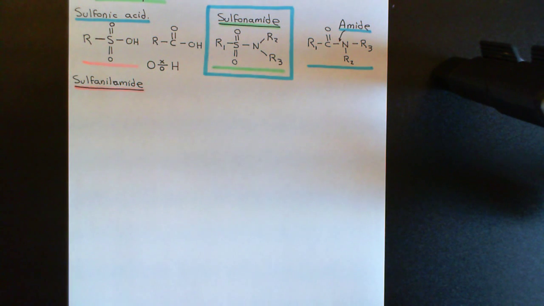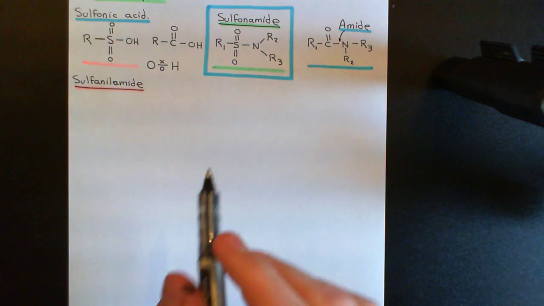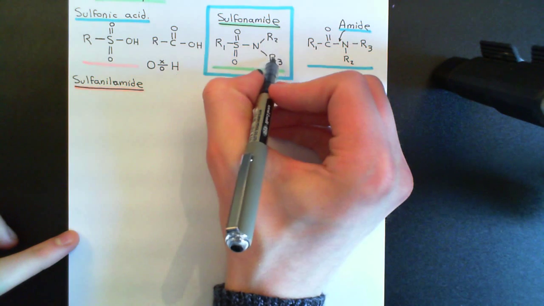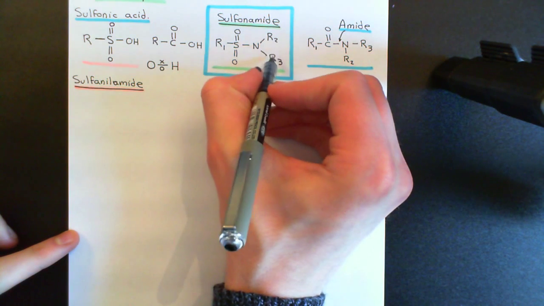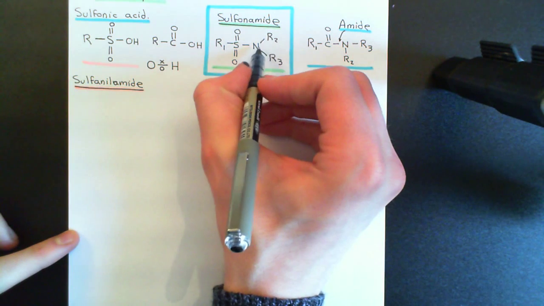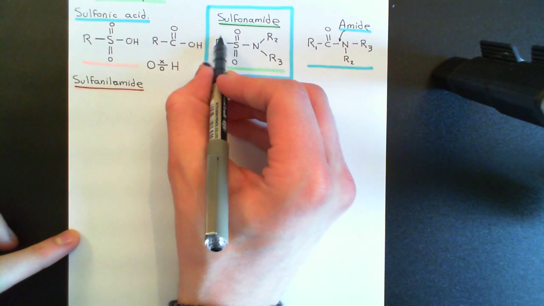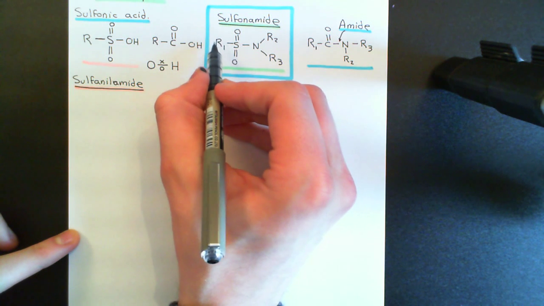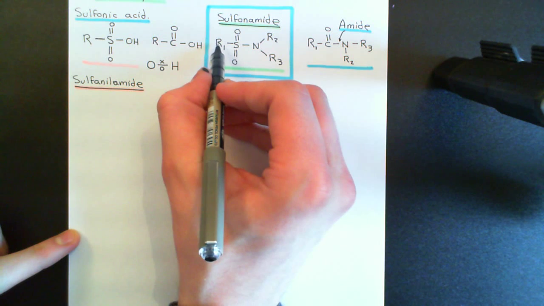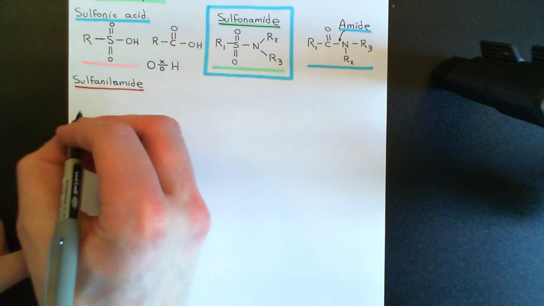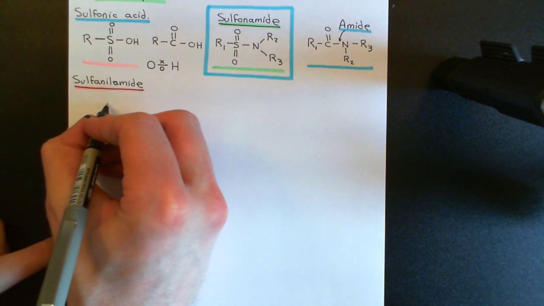Okay, so sulfanilamide, very simple structure. It is in fact going to have R2 and R3, these two R groups, just as hydrogens, so that makes it much more simple. And then all we're going to have that's more complicated is this R1 group here, which is going to be a benzene ring with an amino group coming off it as well. Okay, so let me now draw out the structure of sulfanilamide.